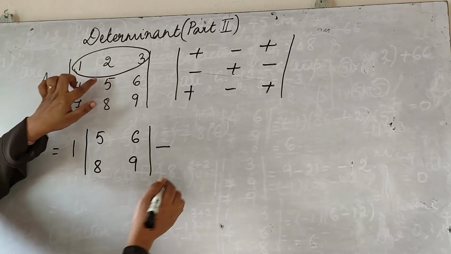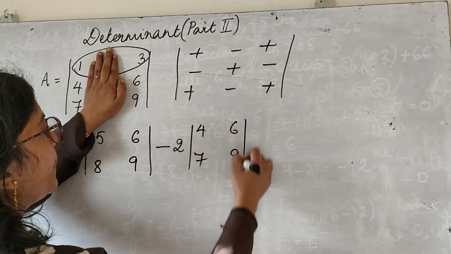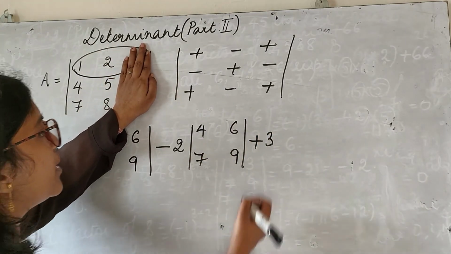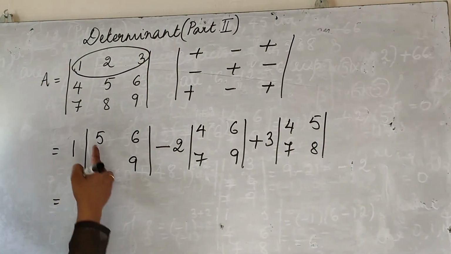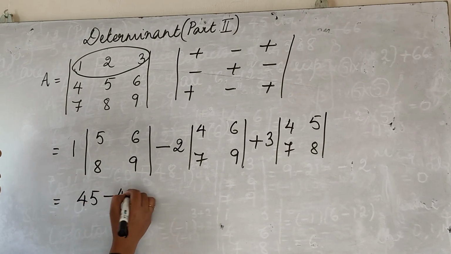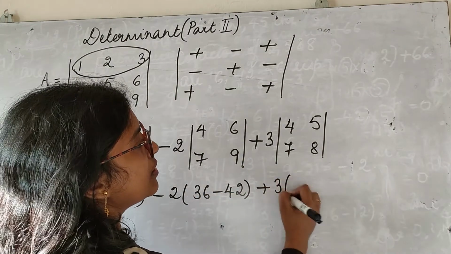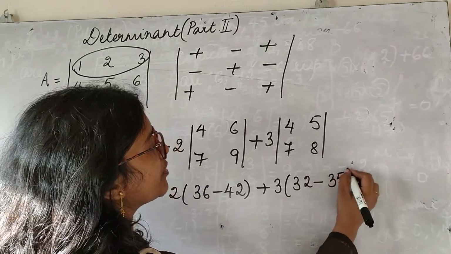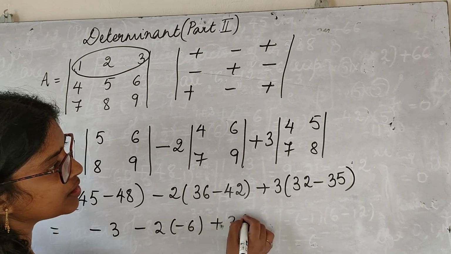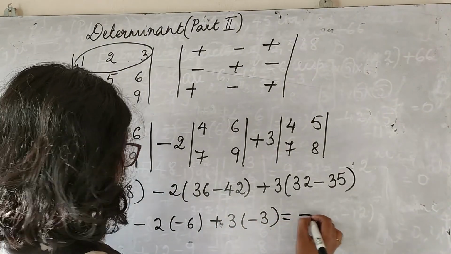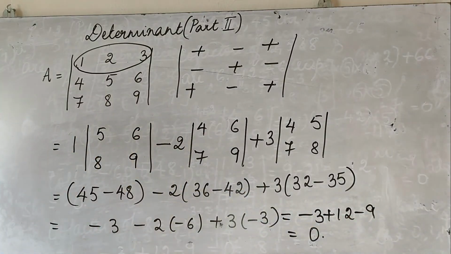So 1 into this, 2 into, remove this much, what is left? 4, 6, 7, 9. The row and the column. Now for the first row and the third column, 4, 5, 7, 8. Expand it. 45 minus 48, minus 2 into 36 minus 42, plus 3 into 32 minus 35. Let's check if we are correct. Minus 3, minus 2 into minus 6, plus 3 into minus 3. So this is minus 3 plus 12 minus 9, which is equal to 0. That's how we expand a determinant.